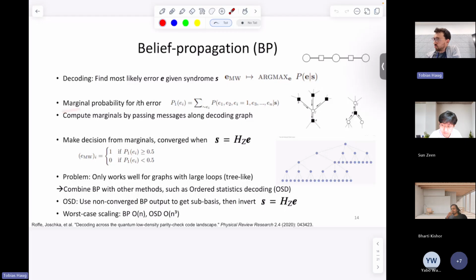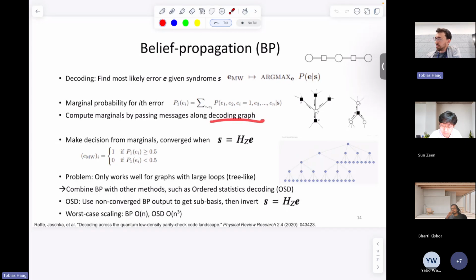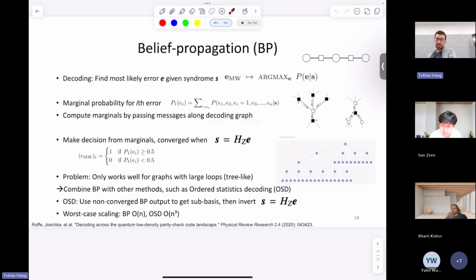And the idea is that basically you have to write down the decoding graph. So our parity check matrix, you can basically think of as having some kind of graph structure. And belief propagation is a method that iteratively computes these marginals by passing messages between neighboring nodes of the graph. So basically it passes messages between syndromes and errors that are connected with each other.